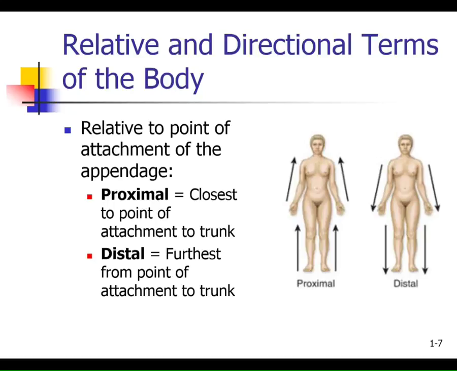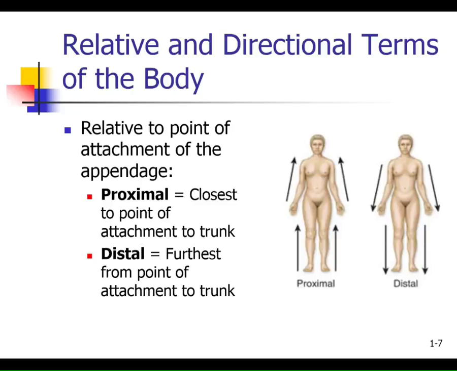So let's think about elbow and wrist. My elbow is closer to the point of attachment of the arm. So my elbow is proximal to the wrist. The wrist is distal to the elbow. Think distal, greater distance. So as I go down the arm, that's more distal. If it's closer to the shoulder, then it's more proximal.